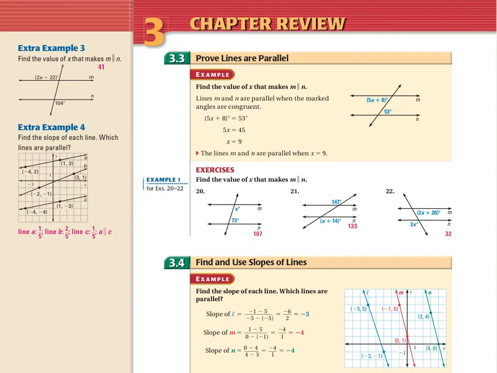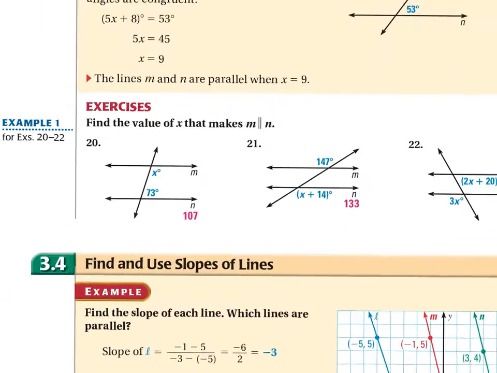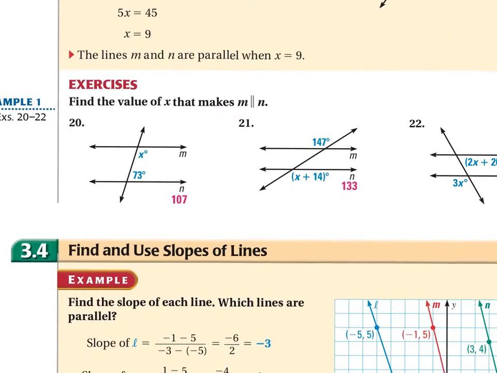Okay, 3.3 was proving lines are parallel. So this is where if alternate interior angles are congruent, if same side interior or consecutive interior angles are supplementary, or alternate exterior angles are congruent or corresponding angles are congruent, then the lines are parallel. So it says what value of x would make m parallel to n.